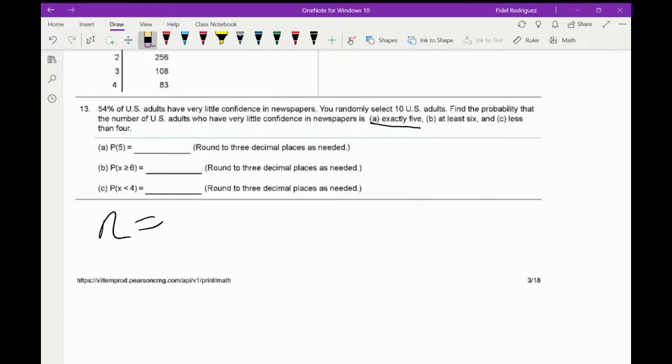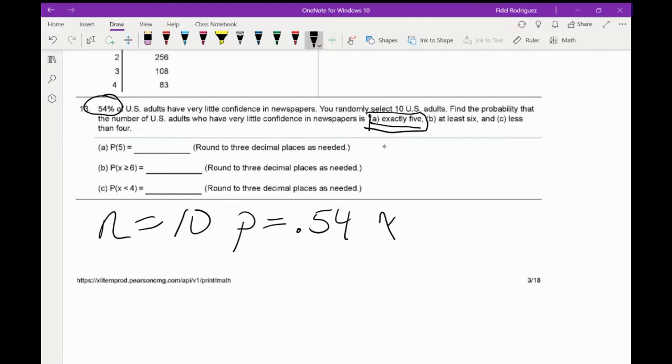10, right? Okay, so my N is going to be the number 10. Now we're going to look for the probability that they have little confidence in newspapers. Well, it's 54%. So remember, as a decimal, 54% would be the number 0.54, right? And we're trying to find the probability that U.S. adults who have very little confidence in newspapers is exactly 5. So this is telling me that my X is 5.